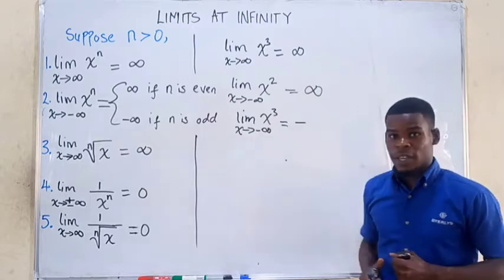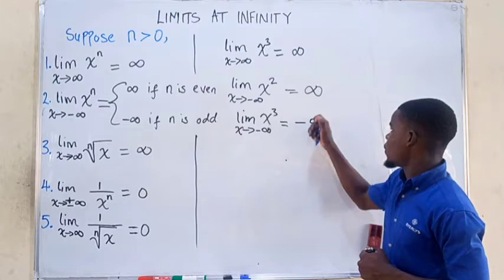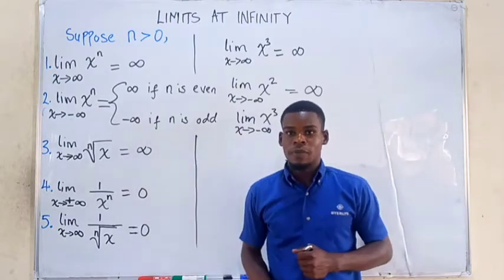As you're talking about infinity, you take it raised to the power 3. In fact, the result is still going to be negative infinity. So that's what it means from this number 2.